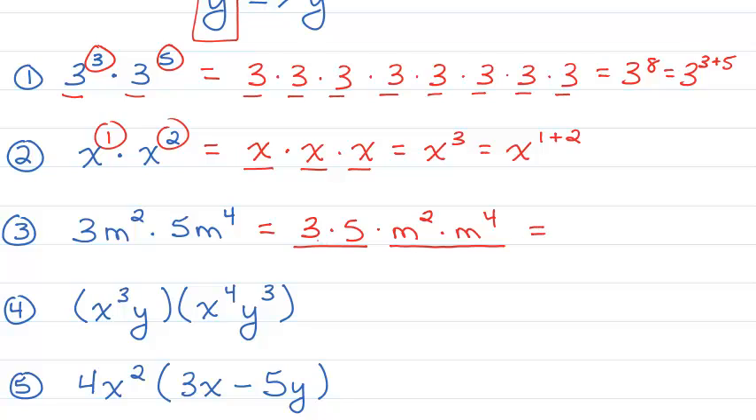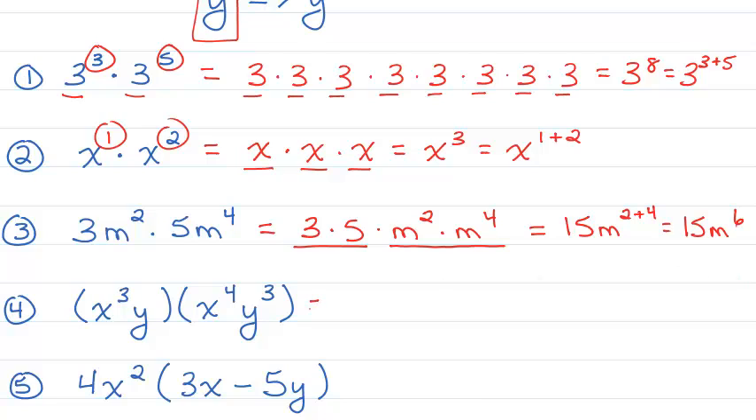And the numbers I'll treat as I always have. 3 times 5 is 15. And now the variable part, we have the same base, both are m, so I can use the addition rule. So this is going to be m to the 2 plus 4, which equals 15m to the 6th.